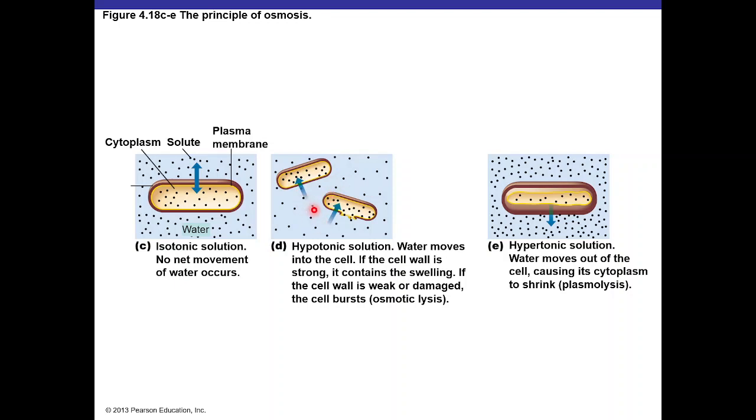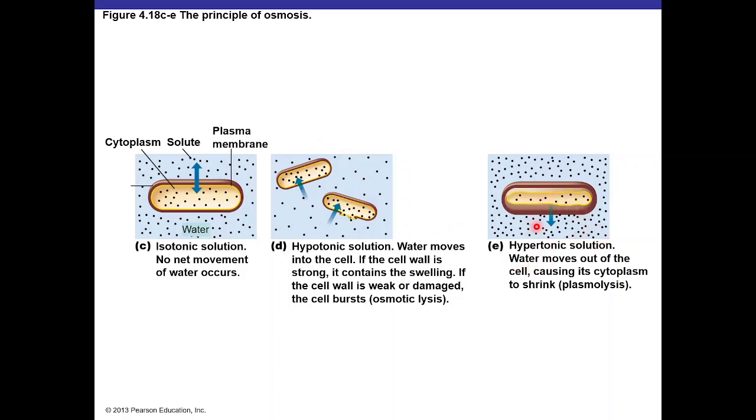So if you have this solution with a small concentration of solids, hypotonic, hypo means low, tone represents how many solids. So if you have fewer solids outside of the cells than inside of the cells, then the water will move into the cells to dilute these solids, and then the bacteria will burst through osmotic lysis. It will gain volume, it will weaken the cell wall and the plasma membrane, and it will burst.